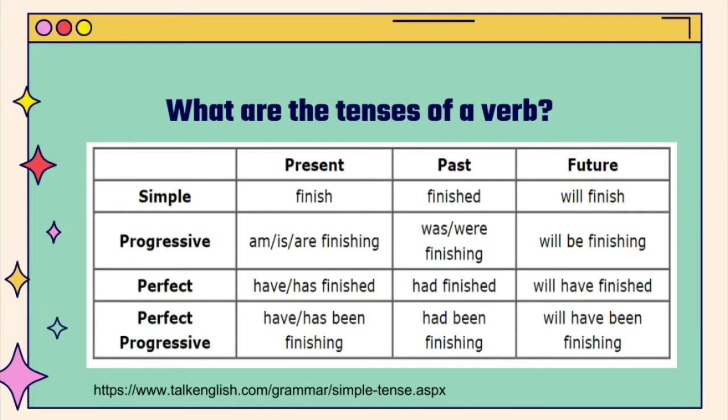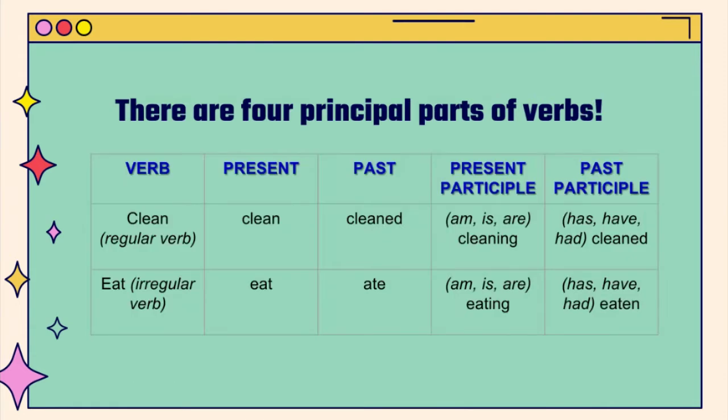So what are the tenses of a verb? Verb tense tells you when the action happens. There are three main verb tenses: the present, past, and the future. Each main tense is divided into simple, progressive, perfect, and perfect progressive tenses. Later on, we will be going to discuss this thoroughly. The focus of our lesson for today is all about the principal parts of verbs.